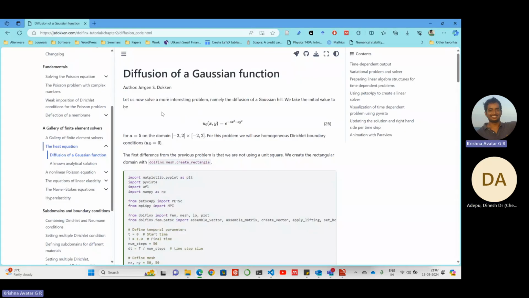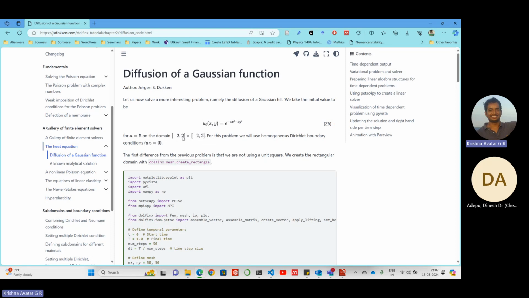So what he takes is, let's now solve a more interesting problem, namely the diffusion of a Gaussian hill. We take the initial value to be this. The initial value happens to be a function of x and y, and for a is equal to 5 on a domain of 4 cross 4.